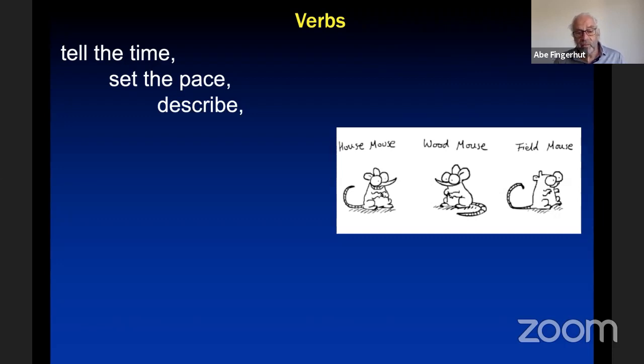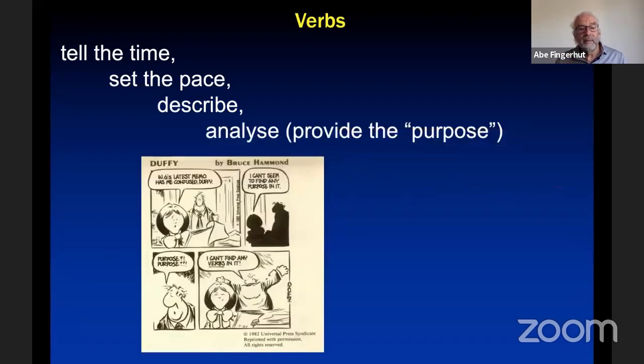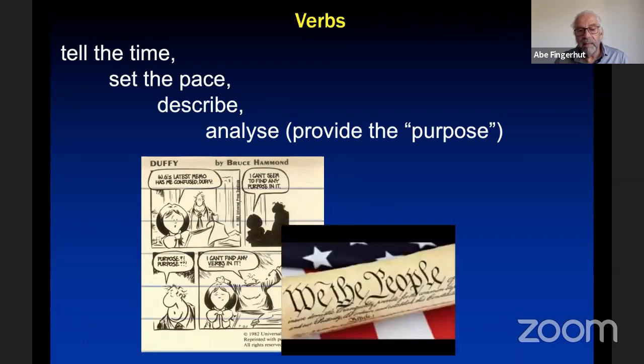The first is description. Verbs are used to describe. We have the example of a house mouse or a wood mouse or whatever kind of mouse. We use a description for that, and the verbs help us to do that. But they also are used to analyze. I'm sorry, I said two, but there's three things we're going to look at now. Describe, analyze. We'll talk about that as well.